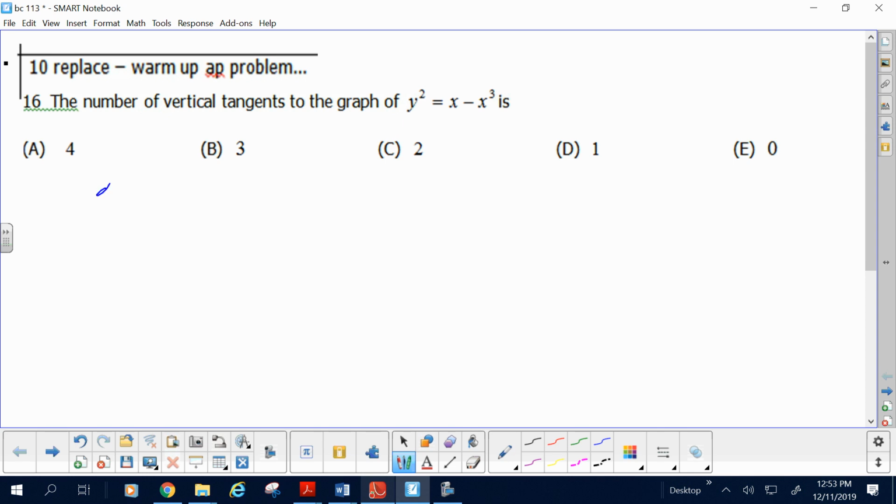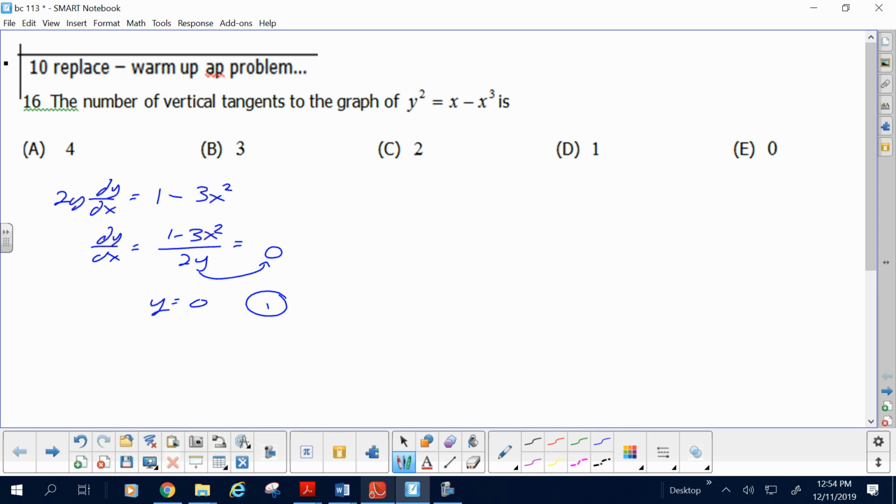And that's because people take the derivative, 1 minus 3x squared, they isolate, and they say, oh, it's vertical if y equals 0. So that's only got one solution, so 1. And people go with D. Is that true? No. Of course not, because when y equals 0, x could actually be 3 different things. Do you agree? So there are 3 solutions to this, and the answer is B.